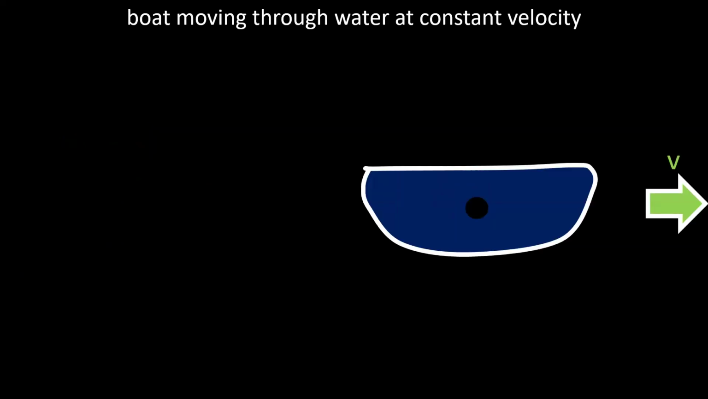A boat moving through water at constant velocity. Go ahead, draw a boat, and in your notes, write boat, constant velocity. Again, I gave you guys a kind of fat green velocity vector, but that's not part of the diagram technically. But it might give you some helpful context.